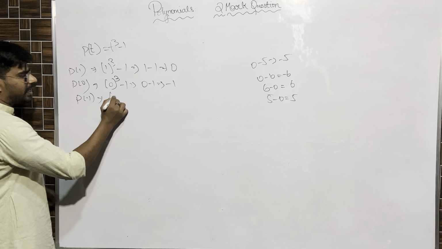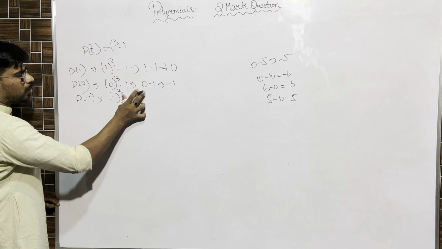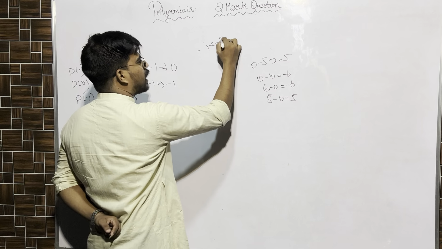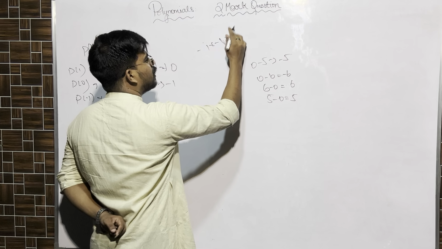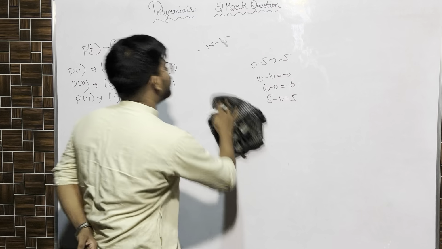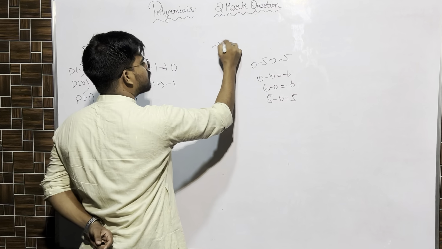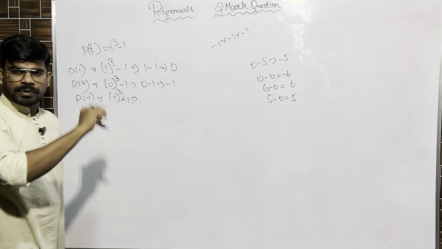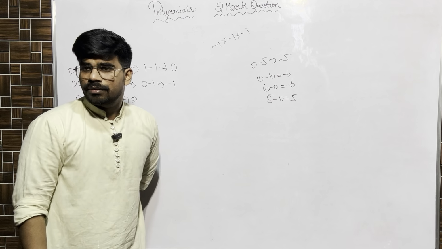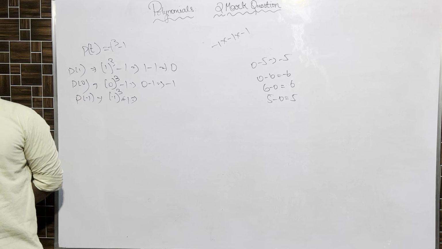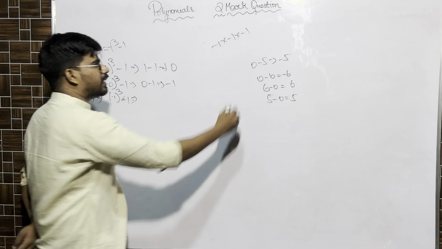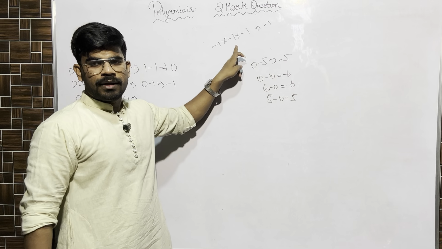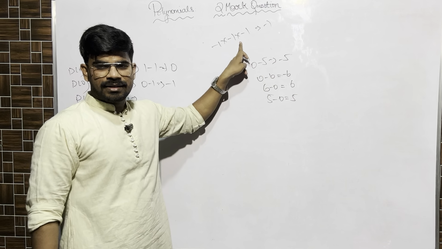Minus 1 whole cube means minus 1 has to be written 3 times. Minus 1 into minus 1 into minus 1. Minus 1 whole cube means the power is 3. Plus 1 and minus 1? Minus 1 plus 1 or minus 1? The answer is minus 1. First multiply the signs. Minus into minus is plus, plus into minus 1 is minus 1.